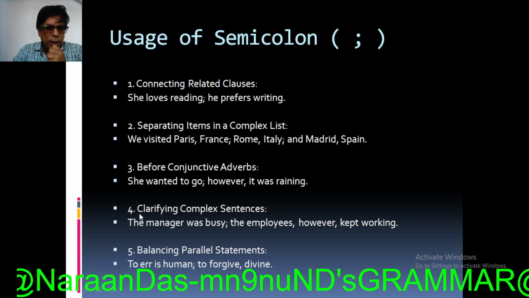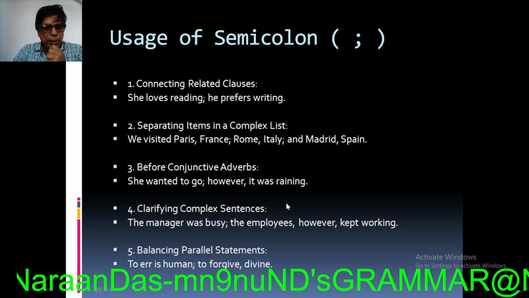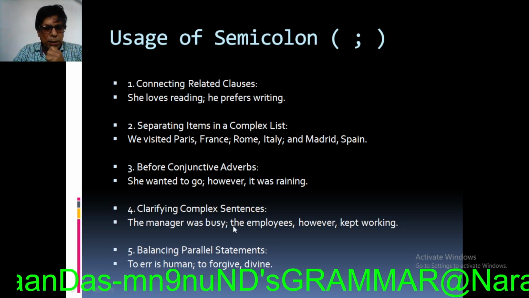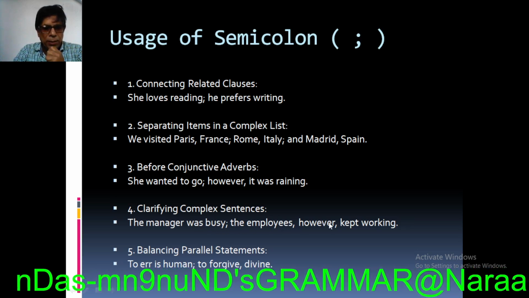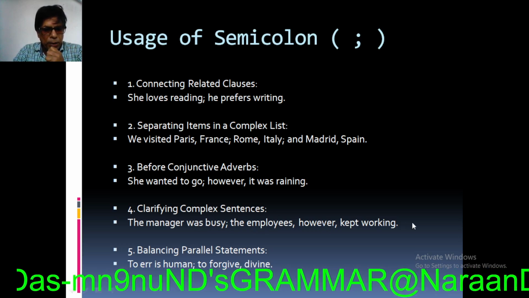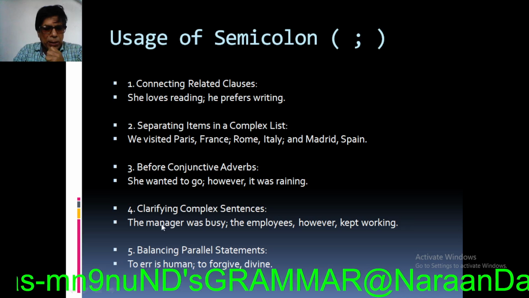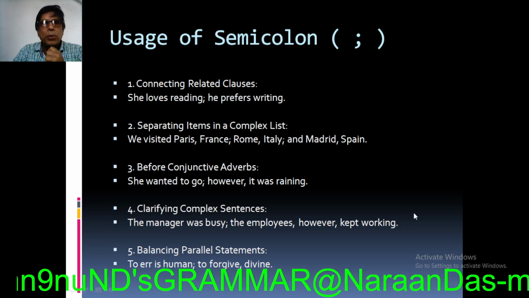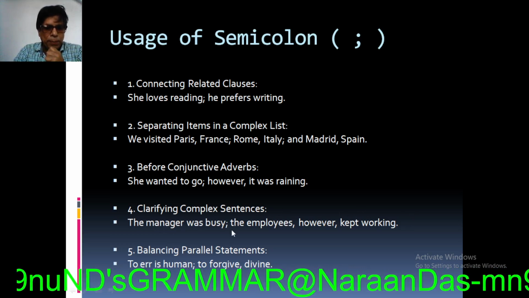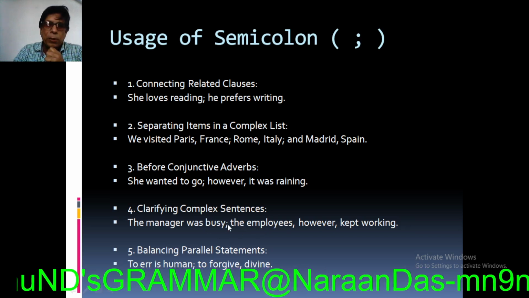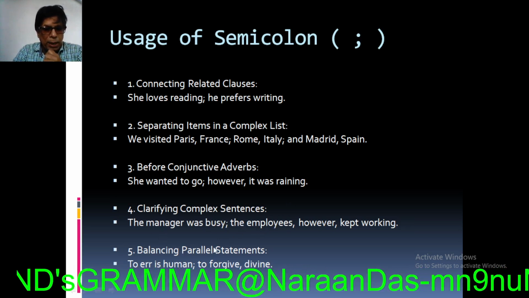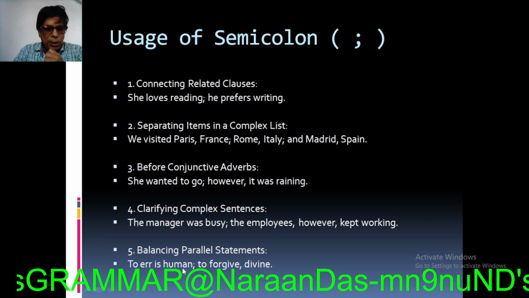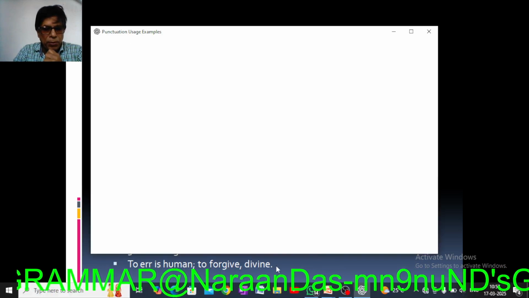Number four, clarifying complex sentences. The manager was busy; the employees, however, kept working. In this complex sentence, the manager was busy is the main clause, and the other part is the subordinate clause. Therefore, the two parts have been separated with a semicolon. Number five, balancing parallel statements. To err is human; to forgive, divine.